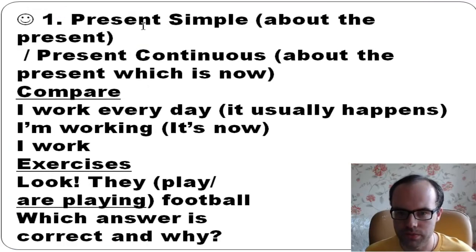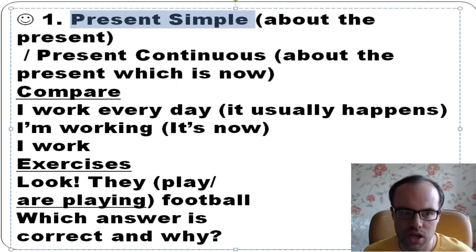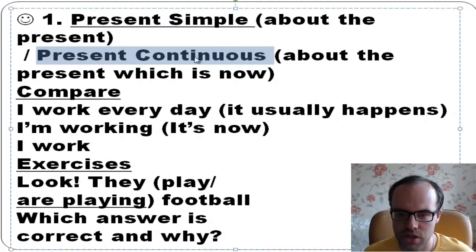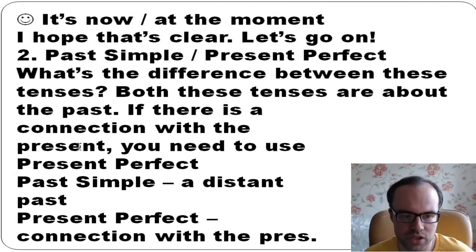Present simple is about the present, and present continuous is about the present which is now. So compare: I work every day, it usually happens; I'm working, so it's now. If you say I work, it also means it usually happens. Exercise: they play football or they are playing football? It's "are playing" because it's happening now, at the moment. So I hope that's clear.